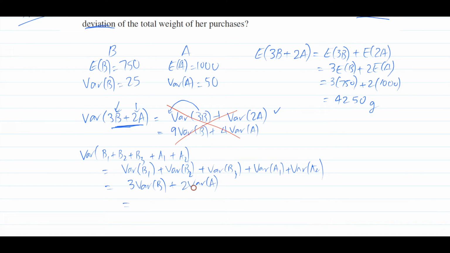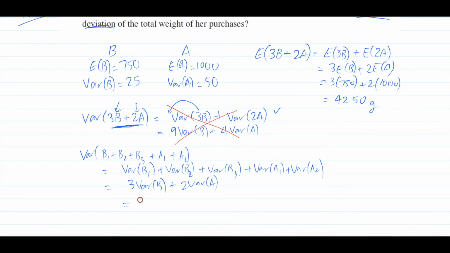Okay? So not 9 and 4, it's just 3 and 2. So just be careful there. It's still a linear combination of independent variables. The difference is there are different bags of bananas and different bags of apples, not the exact same. I'll show you a scenario, so don't worry, just wait.